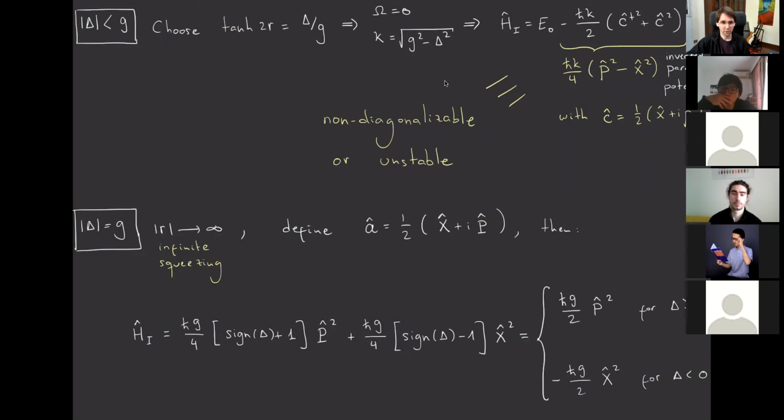Okay? So this is very interesting because this is telling you that in the limit in which delta is equal to G, the reason why R goes to infinity, so why the squeezing goes to infinity, is because now the Hamiltonian is actually that of a free particle. Okay? So this Hamiltonian is just exactly the Hamiltonian of a free particle.